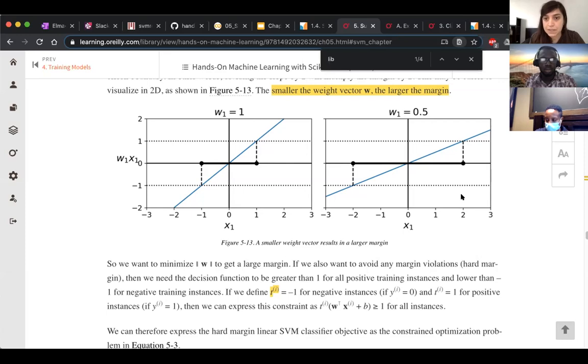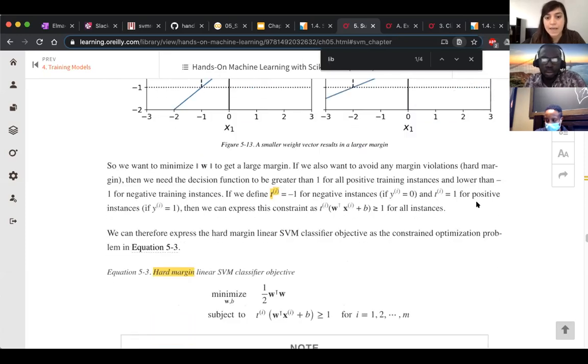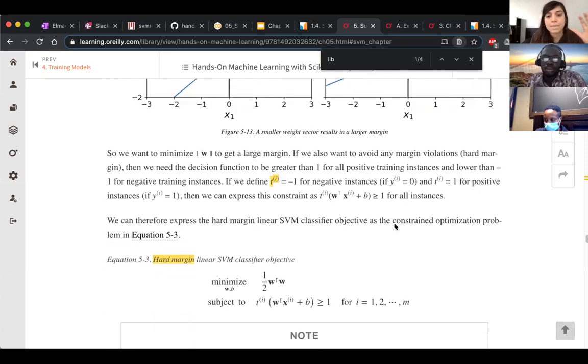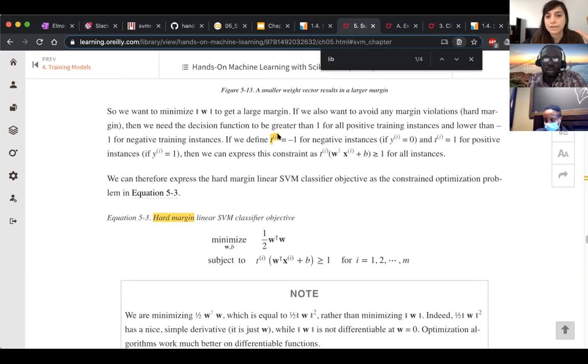and that is not to let violators in my street. How we can talk about that is by defining a new function, and I'll get to that on this one. So basically my strategy boils down to this. If we want to be strict, we have a rigid model that has the largest possible street, but with zero violators, that's how it goes.